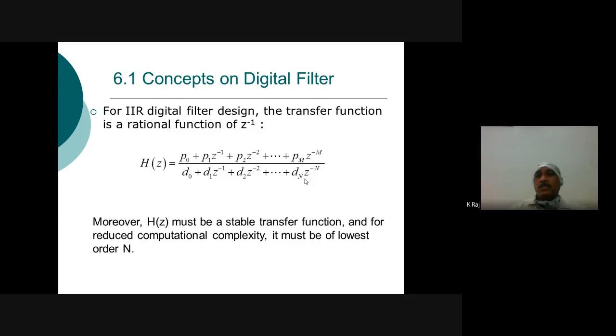H(z) must be a stable transfer function, and in order to design the filter, it must have reduced computational complexity. That means the complexity should be as low as possible. It means we should try to minimize the order of the filter. We will prefer to design the lowest order n.